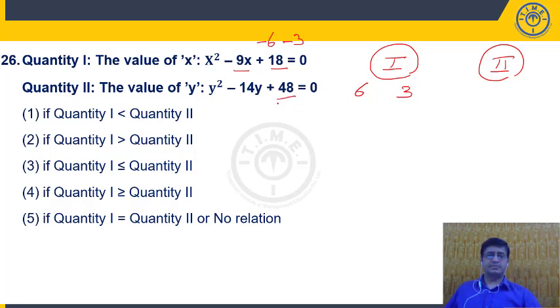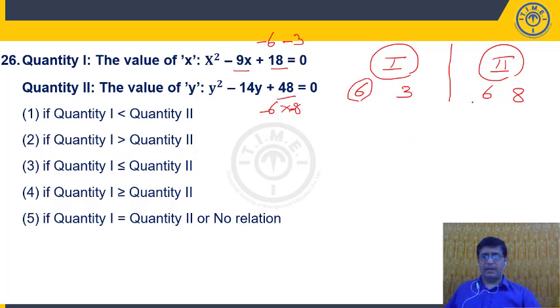48. 6 into 8 is equal to 48. 6 plus 8 is equal to 14, meaning minus 6 and minus 8. So what are the values here? Plus 6 and plus 8. The value of x means 6 and 3 in the first quantity, and in the second quantity 6 and 8. Now what is the comparison?